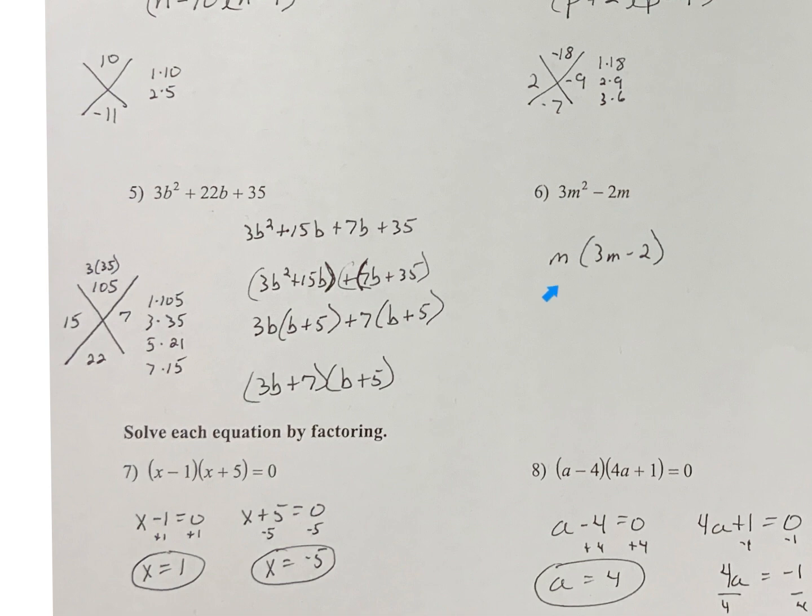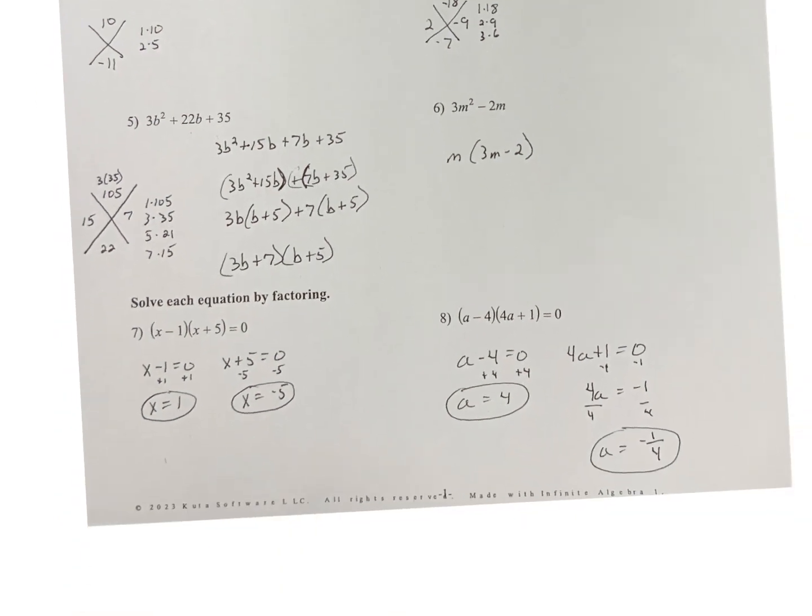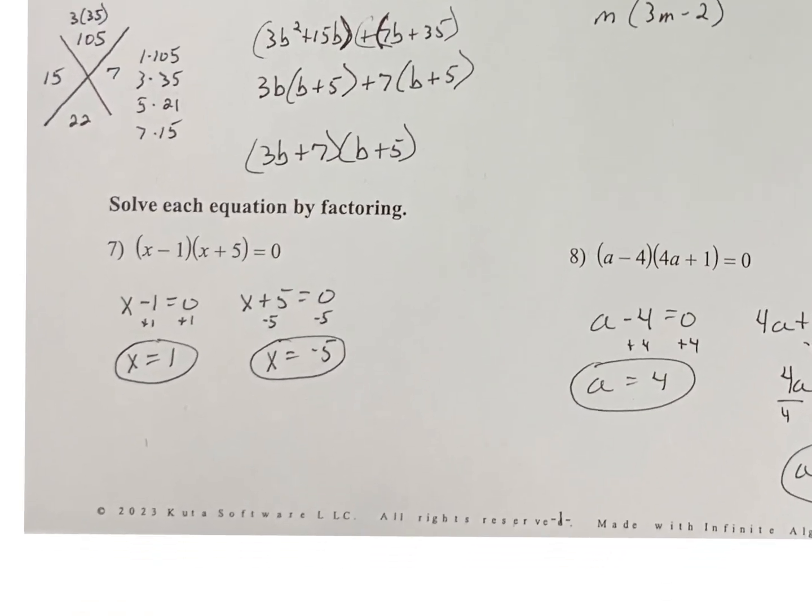All right, number 6. This one, all you're asked to do is factor it. And the point of this one is just to see the common factor of m. So we have an m squared here and a minus 2m, so we take out the m, and then what's left is a 3m minus 2. And then we're actually done, okay, because you're just factoring.